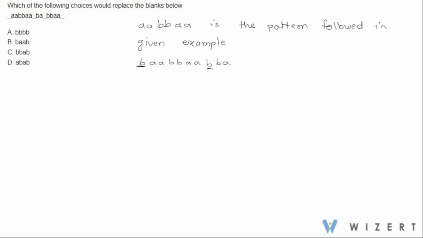After B, there has to be one more A. So the third will be A. And then B, A. And the last one has to be B as well. So the required answer in the given blanks will be B, A, B. So answer is option C.